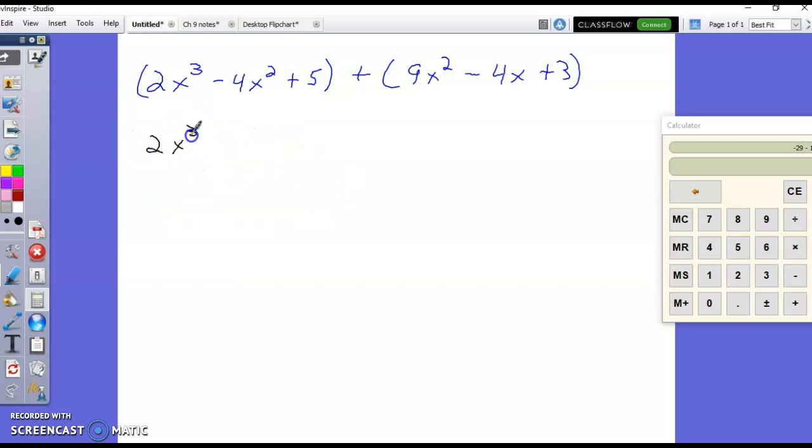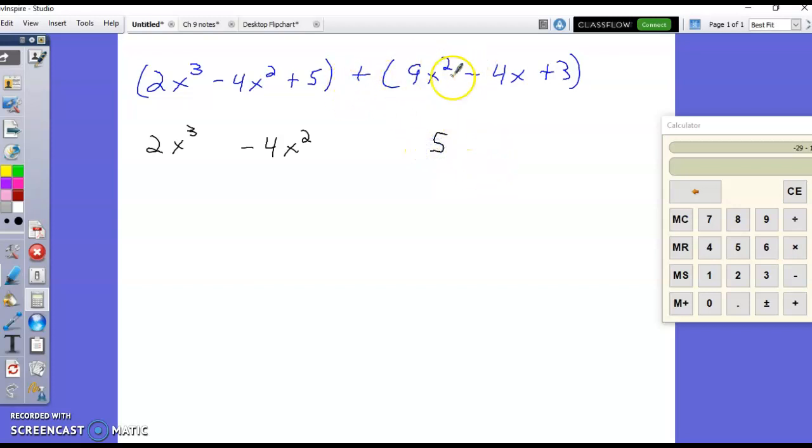2x to the third, and remember with addition, we're not changing the signs. We're just lining them up and combining like terms. All right, I have a negative 4x squared. I would have what would be an x term, so I'm going to space it out even more. I'm going to put a positive 5 here.